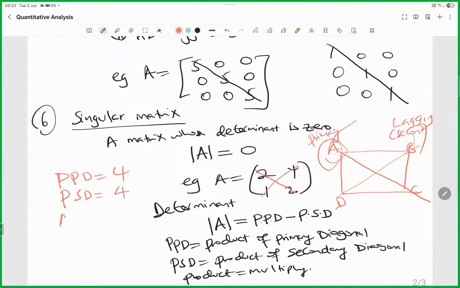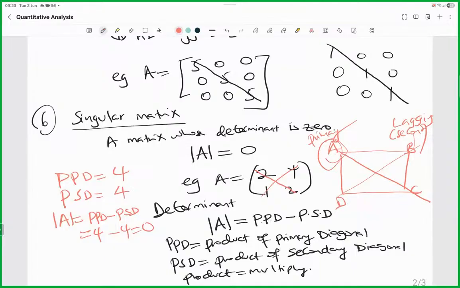You say the symbol of determinant is like this. You say determinant is PPD minus PSD. Product of primary is 4 minus 4. So 4 minus 4 gives me 0. Any matrix whose determinant is 0, we call it a singular matrix.